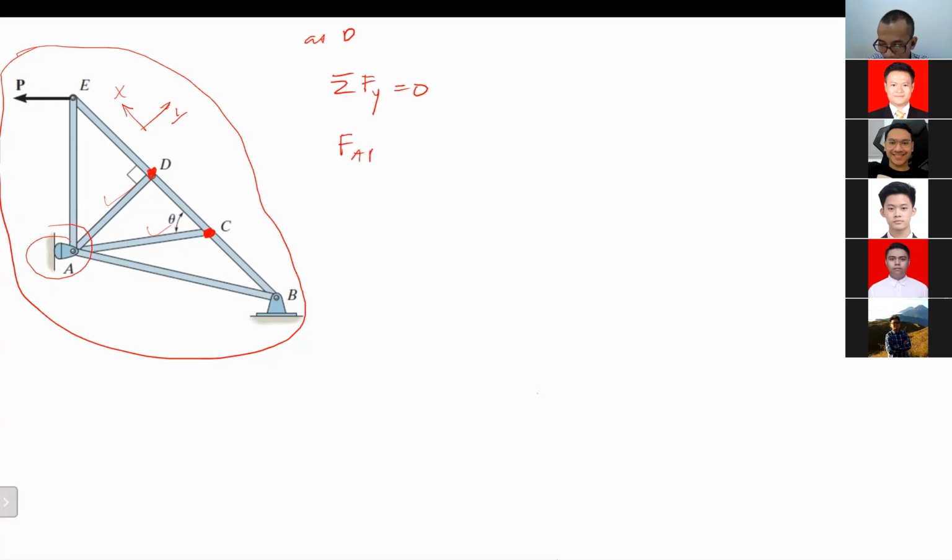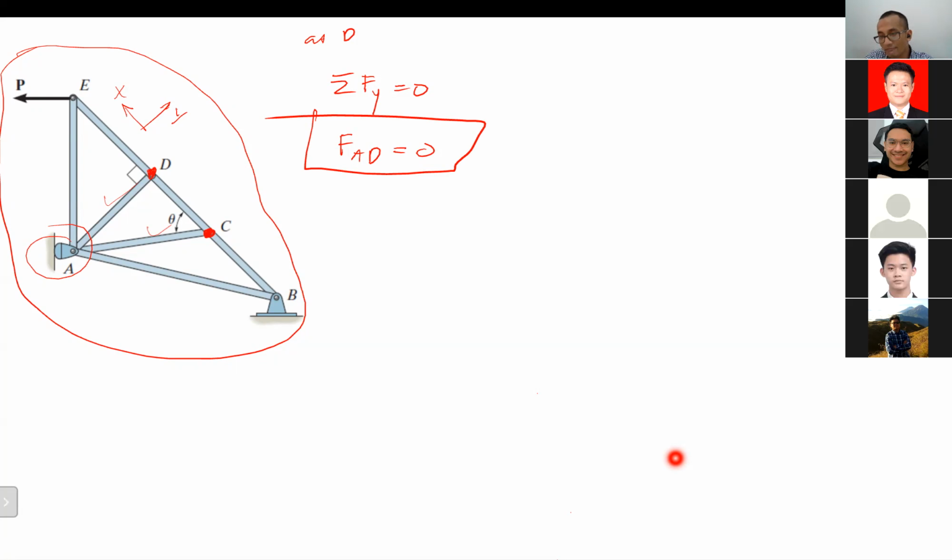Only FAD, right? FED and DC are going to the X direction, right? Only FAD, so only AD is going to the Y direction. That's why you can see it must be 0, like it or not. Because if FAD is not 0 in this condition, the equilibrium at point B will not be there. It cannot be in equilibrium if FAD is not 0. That's why FAD is supposed to be 0.